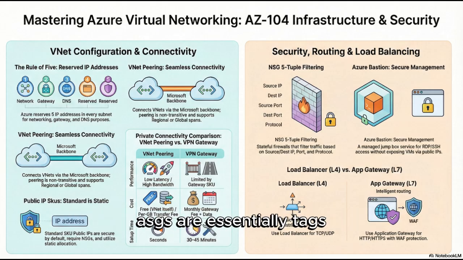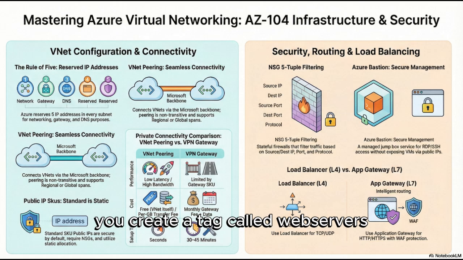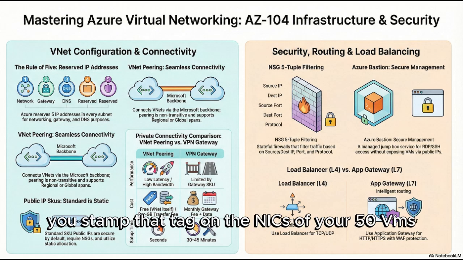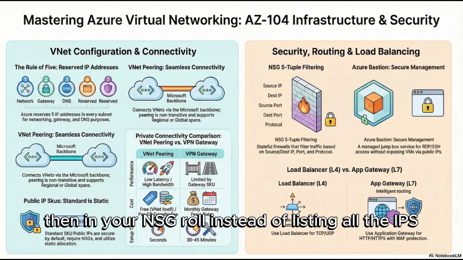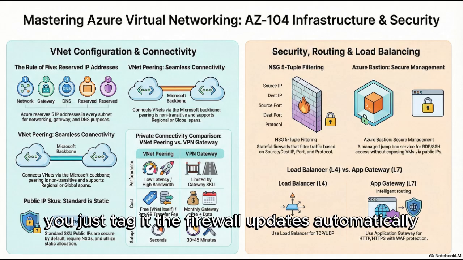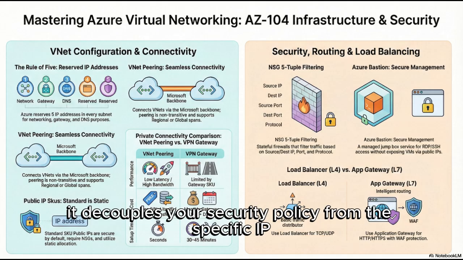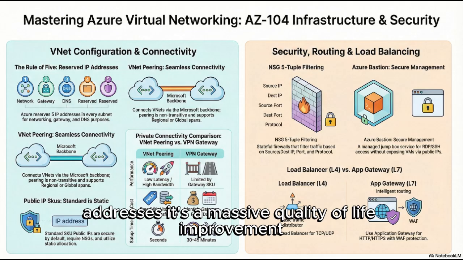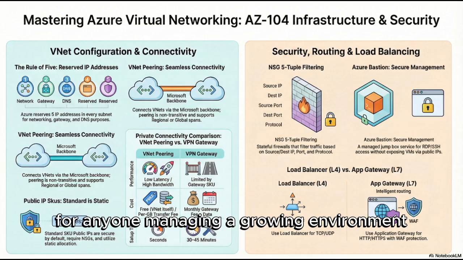ASGs are essentially tags. You create a tag called web servers. You stamp that tag on the NICs of your 50 VMs. Then in your NSG rule, instead of listing all the IPs, you just say destination web servers. And if I add a new server? You just tag it. The firewall updates automatically. It decouples your security policy from the specific IP addresses. It's a massive quality of life improvement for anyone managing a growing environment.